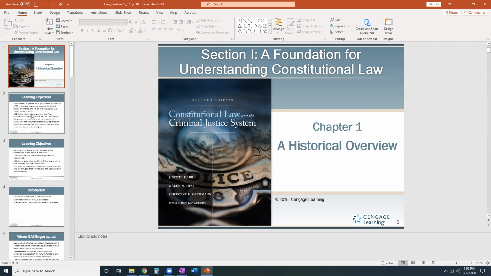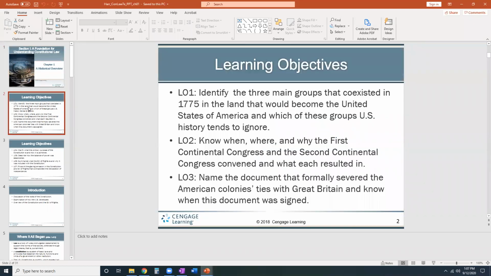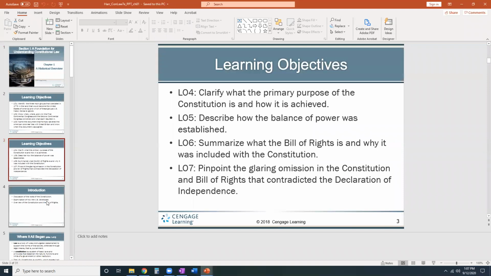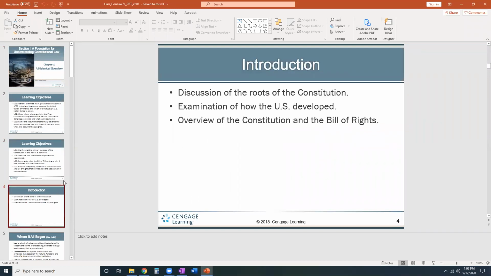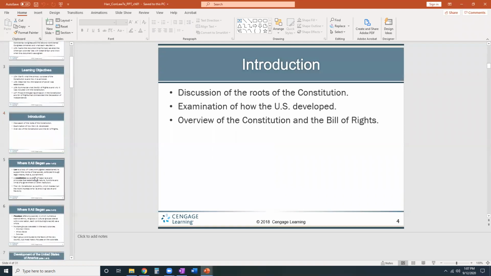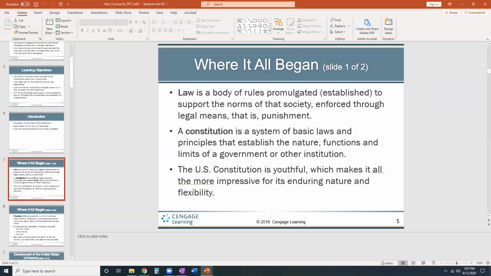So chapter 1 talks about the historical overview of how we end up with our Constitution, how we end up having this document, right? I want to talk a little bit about the roots of the Constitution, how the United States developed, and how the Constitution and the Bill of Rights came into existence, right? So first, we need to have a few definitions in mind.